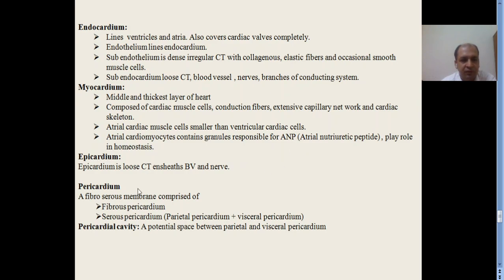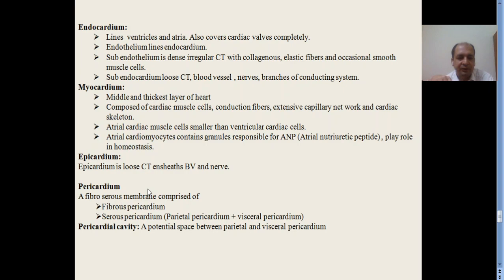Okay, so talking about the pericardium, pericardium is basically a fibroserous membrane that covers the heart externally. It consists of two layers, the fibrous pericardium and the serous pericardium. Fibrous pericardium is a tough type of layer.